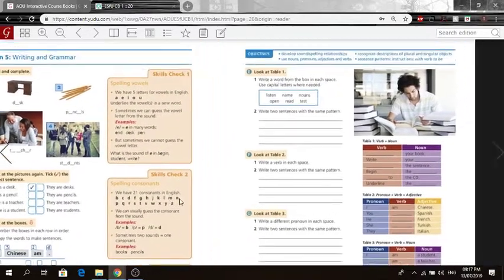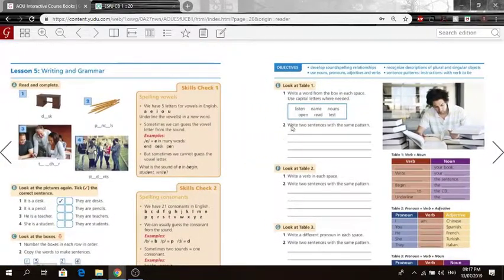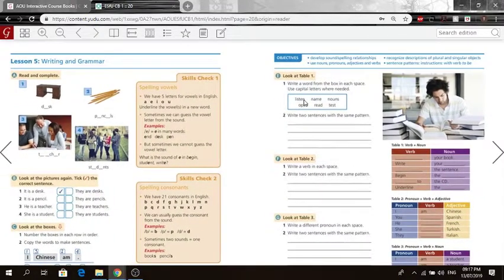So now let's move on to this part right here. So look at table 1, write a word from the box in each space, use capital letters where needed. Okay. So we have here listen, name, nouns, open, read, and test.